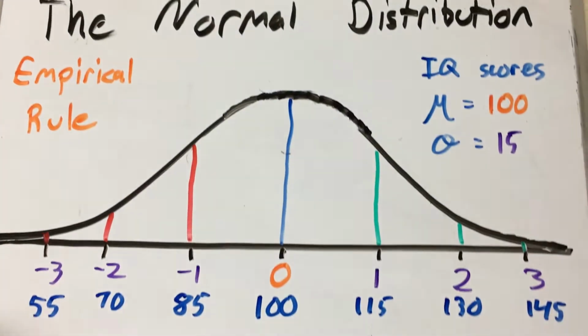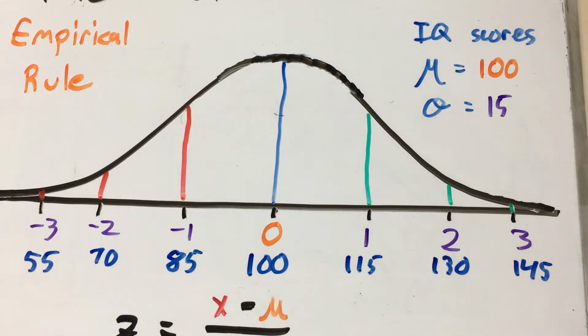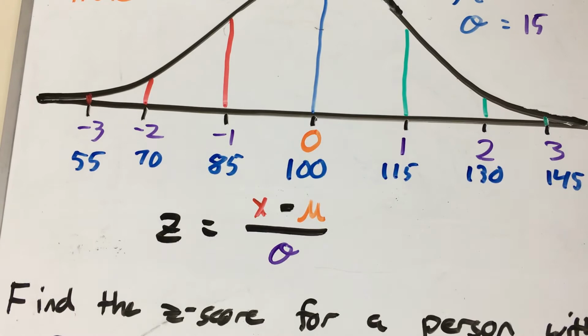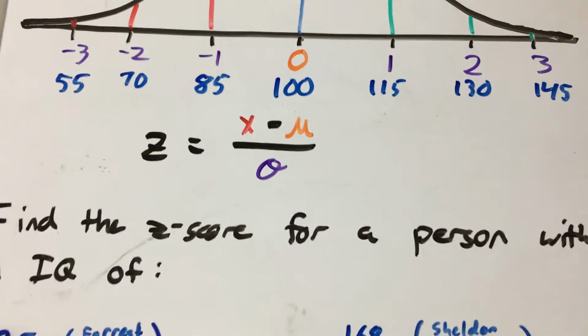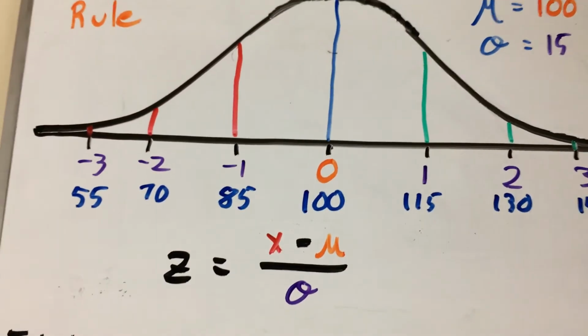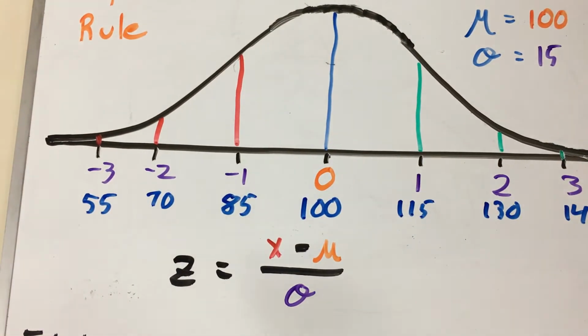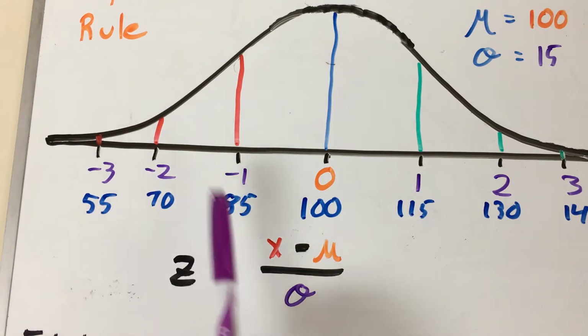So here is the normal distribution with the regular standard deviations and the equivalent IQ scores. And I have the formula here, and we're supposed to try to find the z-score for a person with these different IQs. Each IQ score actually corresponds to someone famous, or maybe not quite so famous. The first IQ score we have to find is Forrest Gump's IQ of 75. If we look on this number line, we're expecting this to be somewhere between -1 and -2 standard deviations, because 75 is, of course, between 70 and 85.